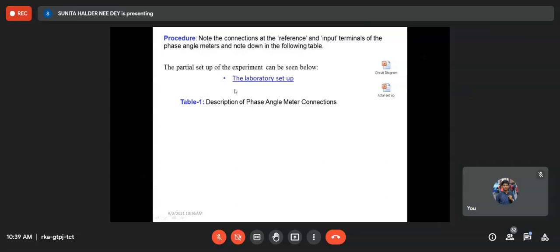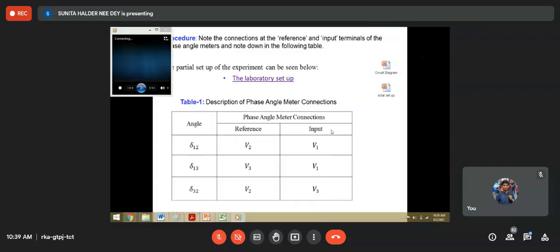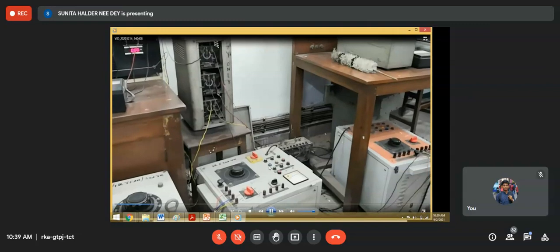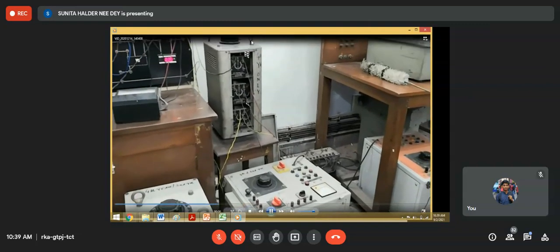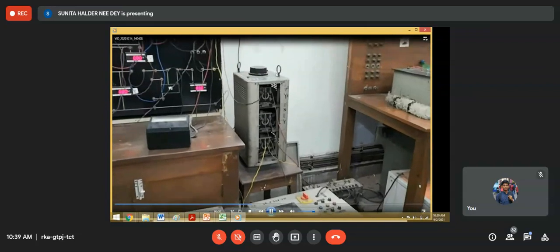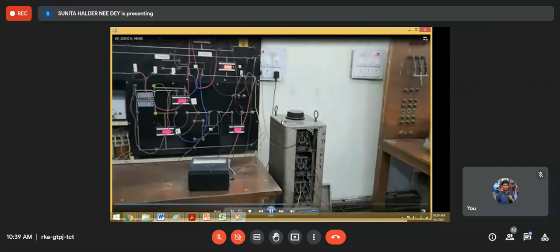Now, if we see the partial setup of the laboratory, it is like this. These are the phase shifters, and this is a three-phase variac. From there, you can vary the voltage.